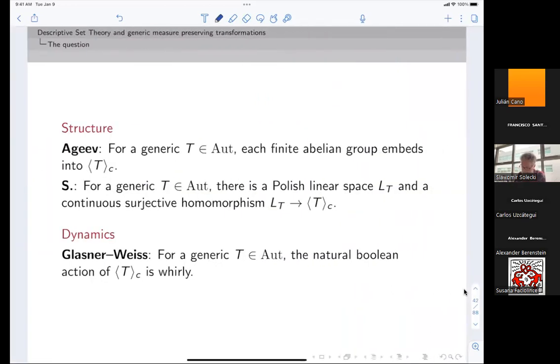And there were also dynamical reasons to think that. Again, Glasner and Weiss proved that for a generic T, the natural Boolean action of that element is Polish. It's very complicated, kind of weakly mixing. For a generic T, this group has a natural Polish action. And again, if this were L0, Polishness is automatic for ergodic actions of L0. So you would get this result for free if this group were L0. So there were all these indications that we are getting L0 as a group.